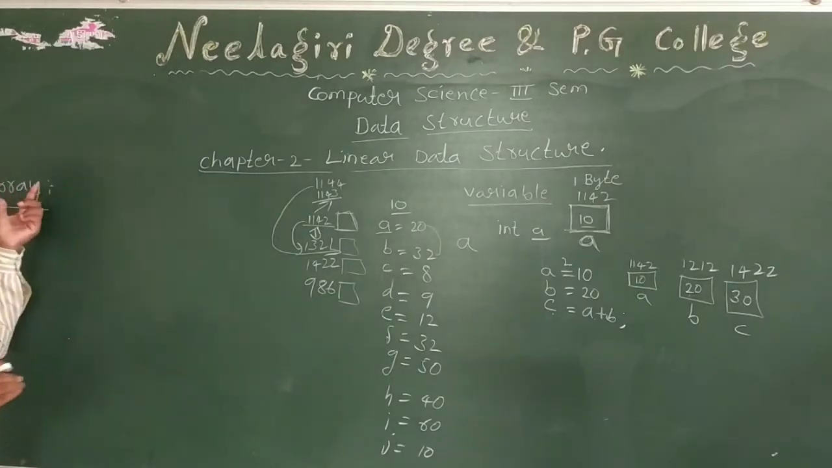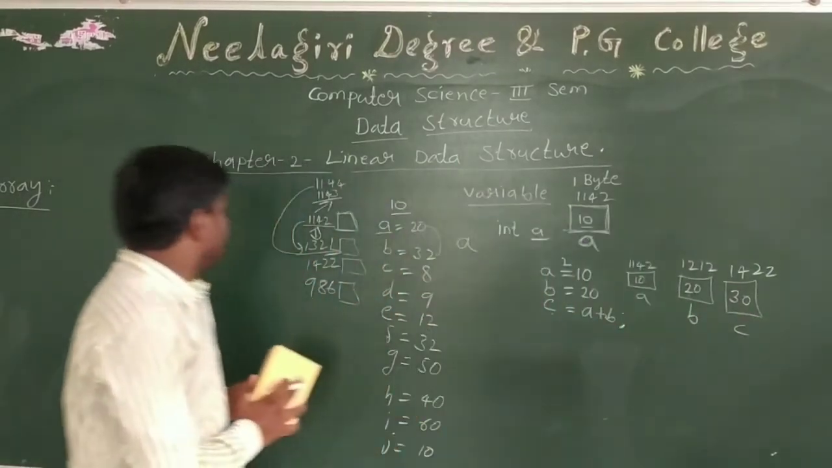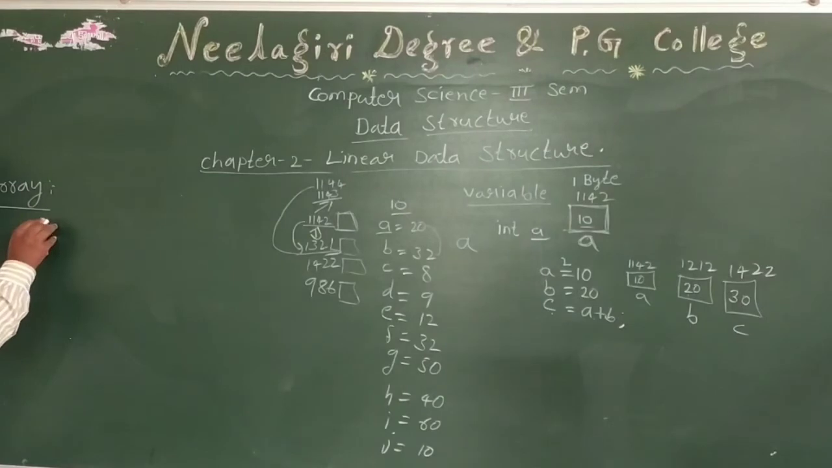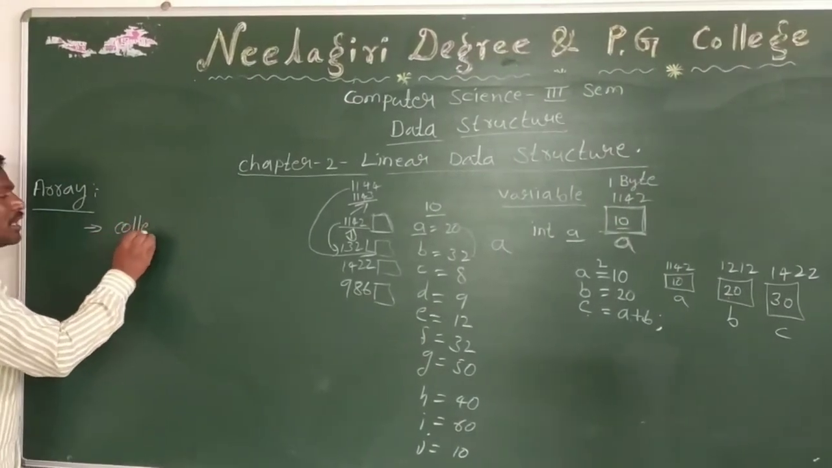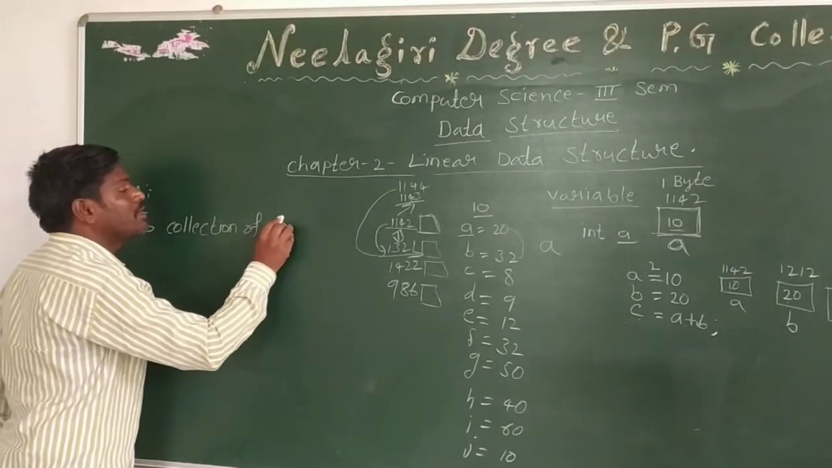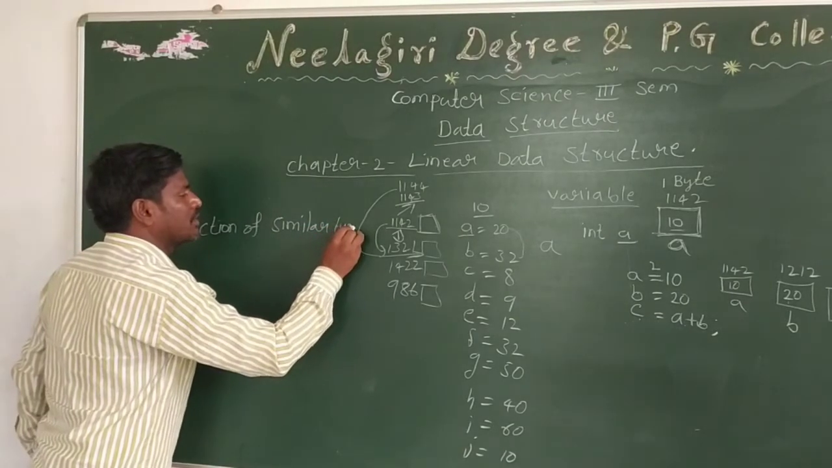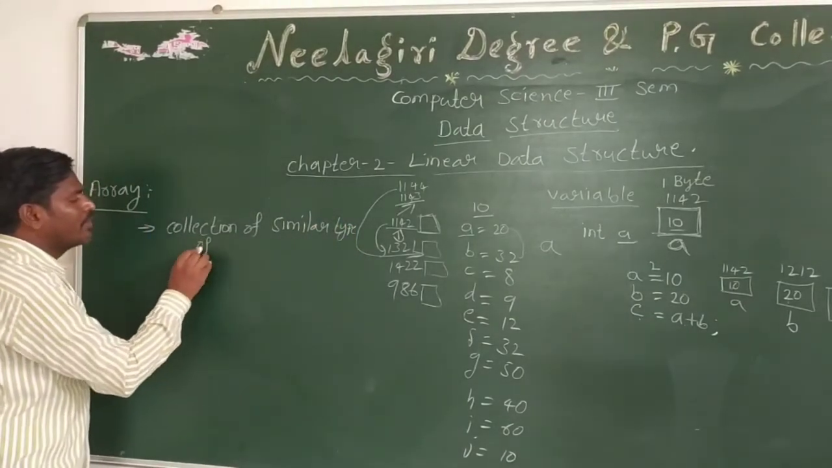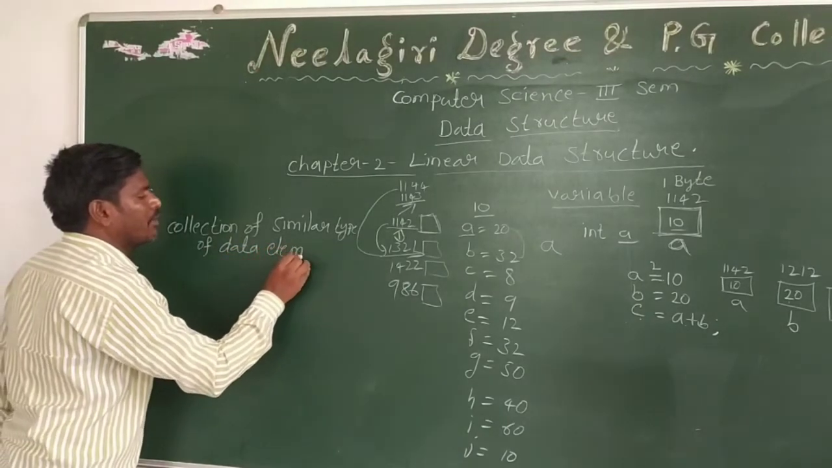Furthermore, the concept of an array was introduced. That means an array is a variable that can store a collection of similar type of variables, a collection of similar type of data. You can say data elements.